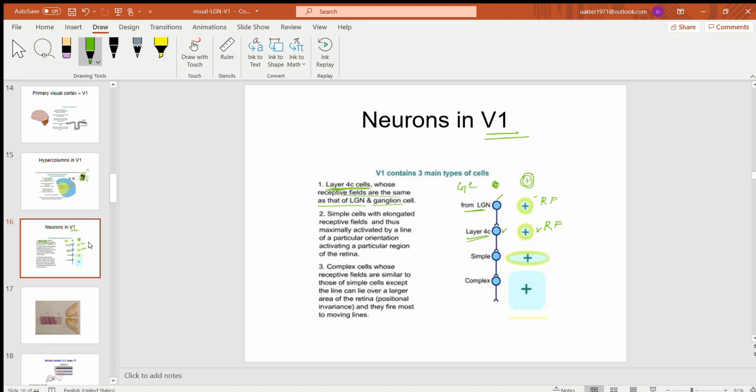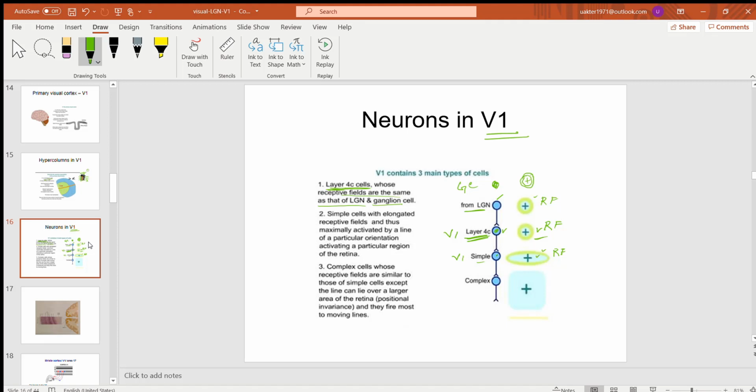Now, when the signal from layer 4C of V1 is given to the simple cell of V1, the simple cell has a larger receptive field than the earlier layer 4C neurons, right? But still, you see, on center off surround. Make sense? So, simple cells of V1.